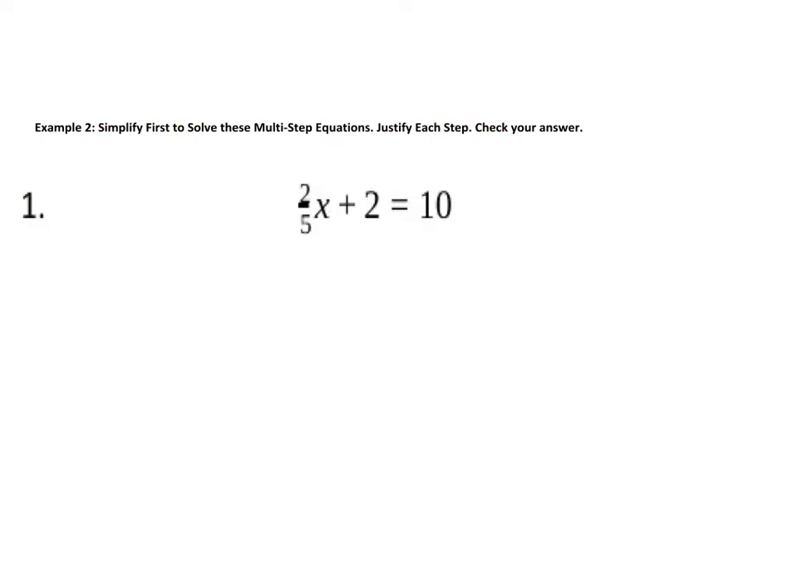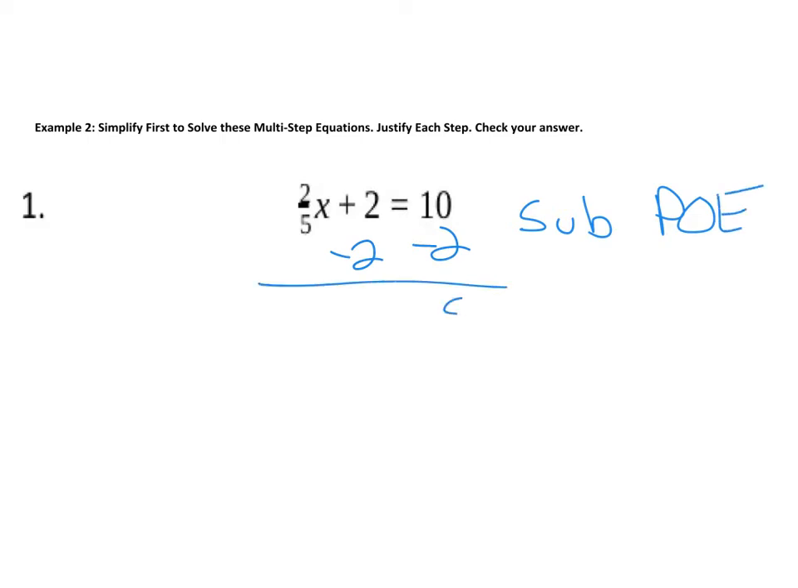Alright, example 1. We've got 2/5 x plus 2 equals 10. So when we go to solve, remember we're always trying to work away from our x and get rid of some values, like add 2. So the first thing we want to do is subtract 2. This is our subtraction property of equality. Remember that if you do it to one side, we're doing it to both, which would leave us with 2/5 x equals 8.